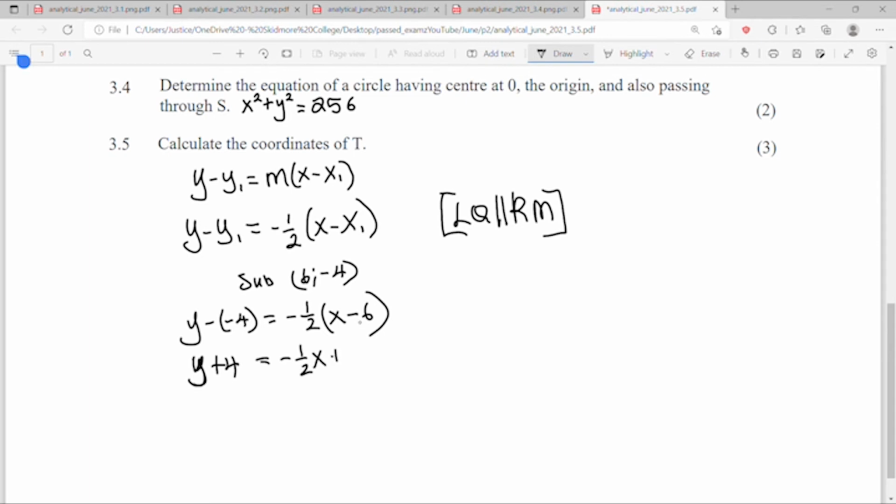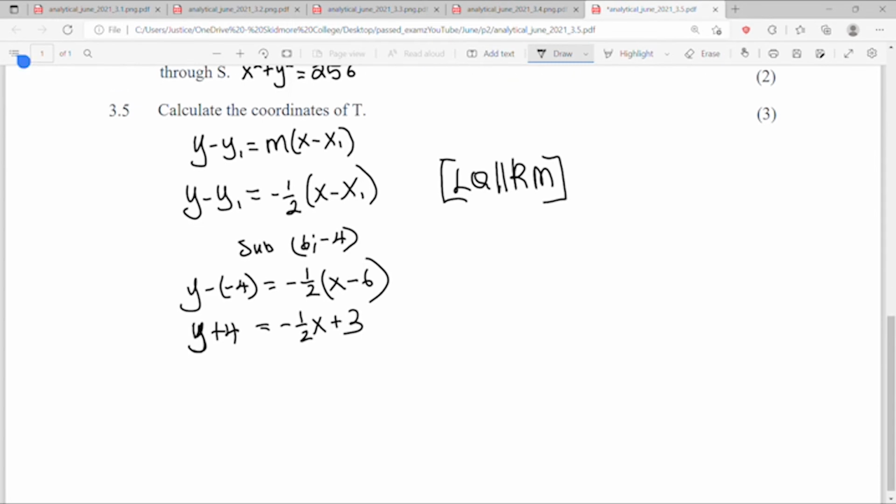And then we're just distributing: y plus 4 is equal to -1/2 x plus 3, and then we're going to transpose the 4. That's a fancy way of saying let's take the 4 and move it to the other side. We're going to have y is equal to -1 over 2 x plus 3 minus 4. y is equal to -1/2 x minus 1, right? We're not done because they didn't ask us for the equation of the line RM.